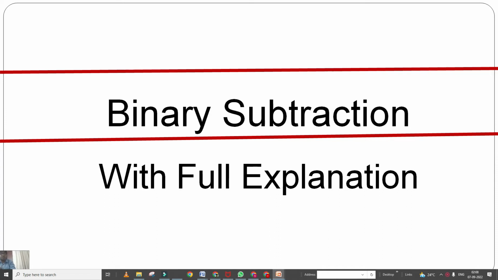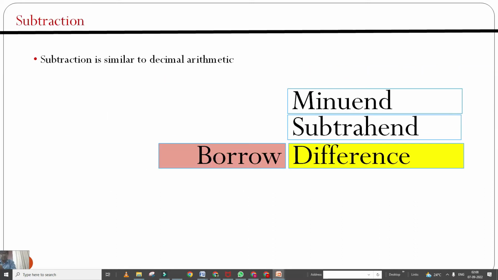Dear students, today we will discuss binary subtraction. Binary subtraction is similar to decimal arithmetic, and it is column wise, that is, bit wise operations are performed. There are two parts: first is the minuend and the subtrahend. These two are assigned to you, and you have to find the difference.